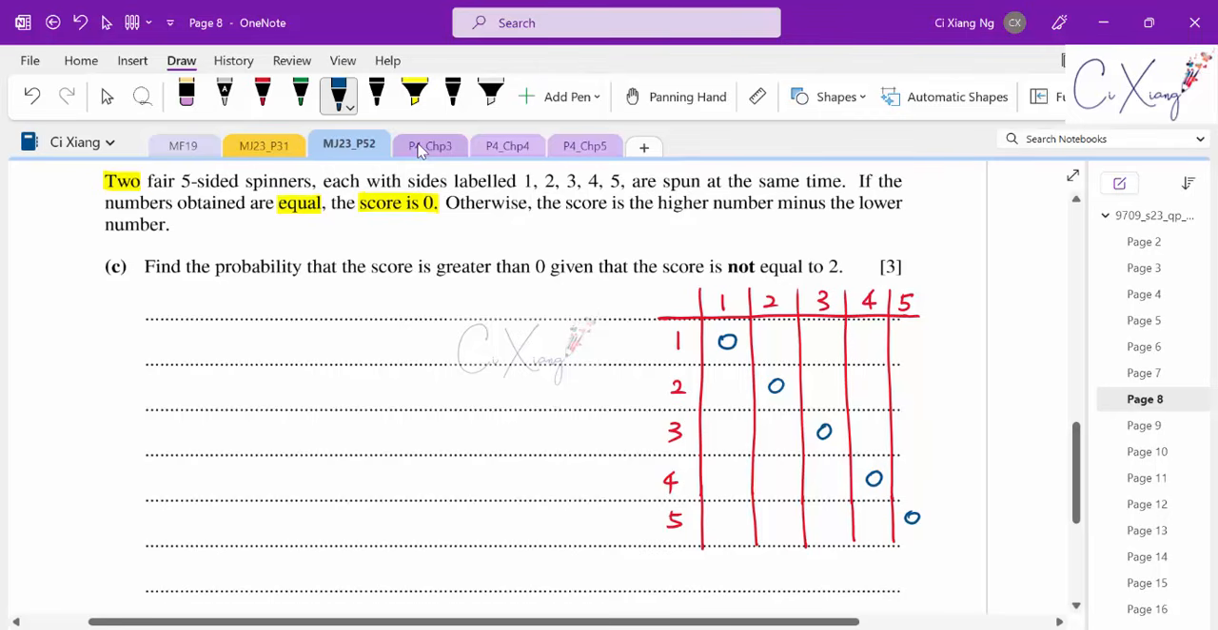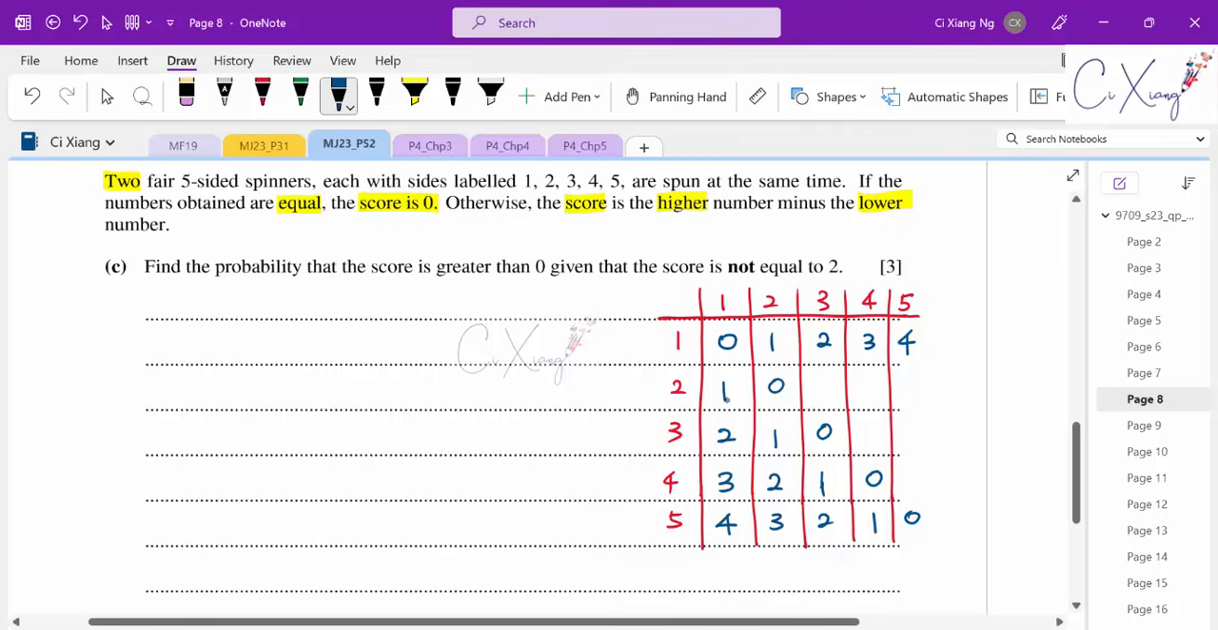Okay, then after that, if the numbers are different, then the score will be the higher number minus the lower number. Okay, so as an example, for this particular cell here, the higher number is a 2, right? Minus 1, you get a 1. So for this cell, the higher number is a 3, right? So 3 minus 1, you get a 2, and so on. So you try to complete the whole table first with all the possible scores. Like this one is 3 minus 2, you get a 1.